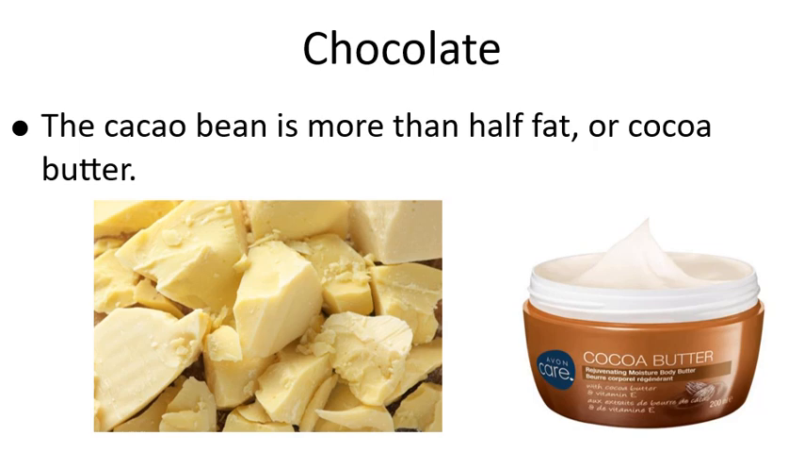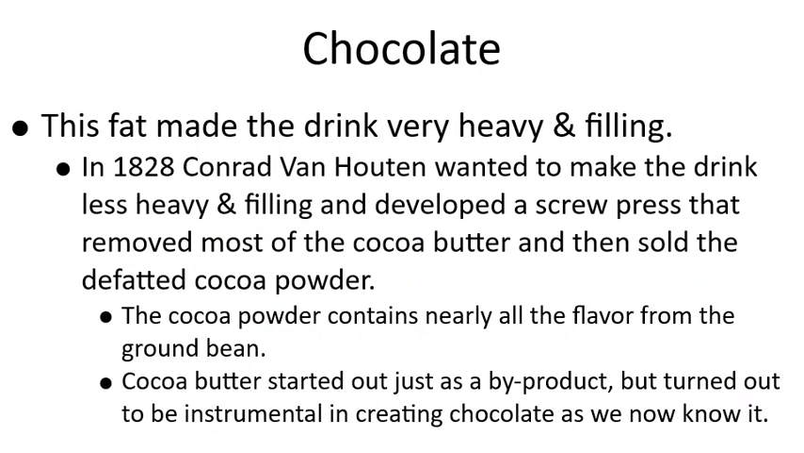Like the avocado we've discussed previously, the cacao bean is quite high in fat. In fact, over half the mass of the bean is fat, which we call cocoa butter. This large amount of fat made the drink very heavy and filling. In 1828, Conrad van Houten wanted to make the drink less heavy and filling. He developed a screw press that removed most of the cocoa butter, and then he sold the defatted cocoa powder. Note that the cocoa powder produced in this way contains most of the flavor from the ground bean.